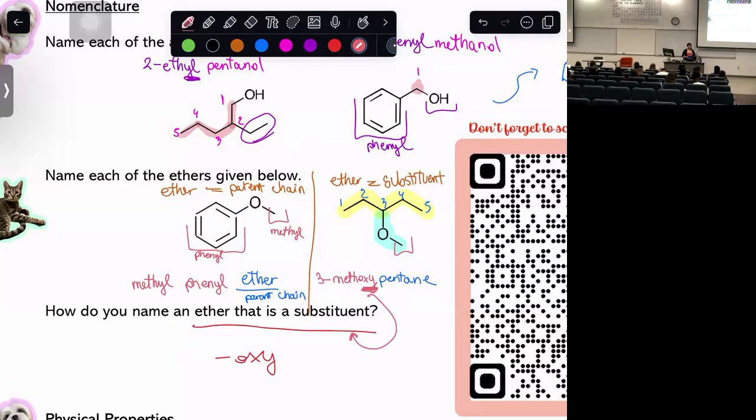Now, mostly you're going to get tested on the left side, when your ether is your parent chain. But the reason why I show you the second one, where you have to use the oxy ending, is because you might see those names in practice problems. Sometimes the molecule is not going to be drawn out for you, so you need to figure it out just based on the name. So do you have any questions on IUPAC so far? We're good? Makes sense? Okay.